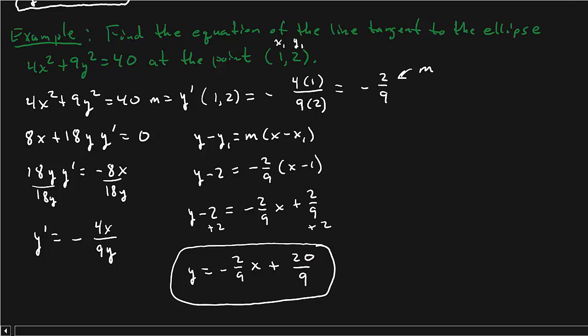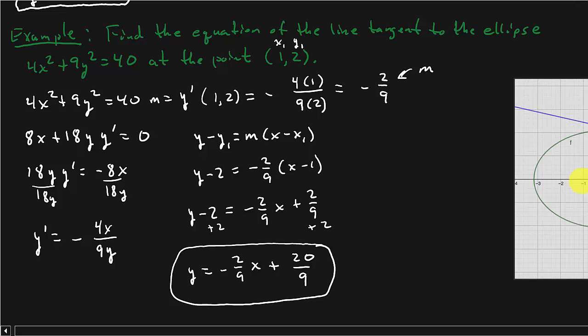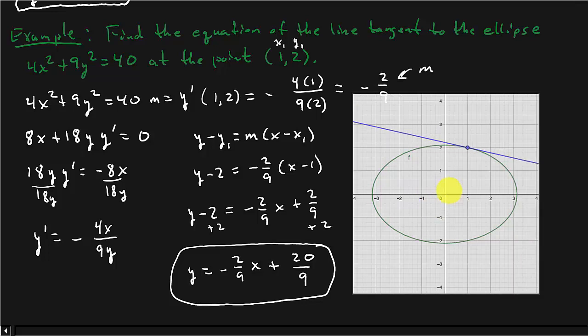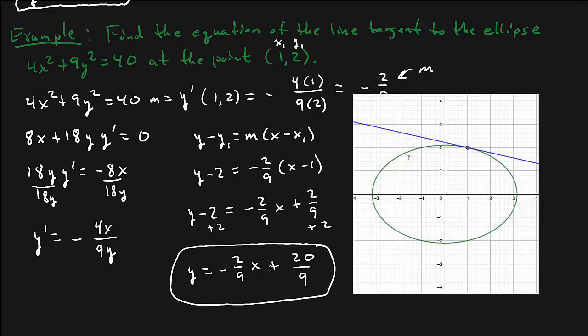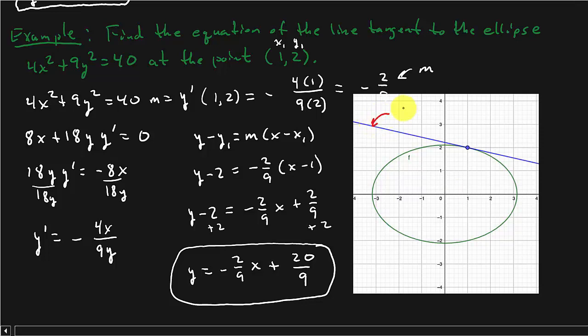All right. Now let's see what this looks like. And there's what that graph looks like. And here's your tangent line, y equals negative 2/9 x plus 20 over 9. And this is the equation of your ellipse, 4x squared plus 9y squared equals 40.